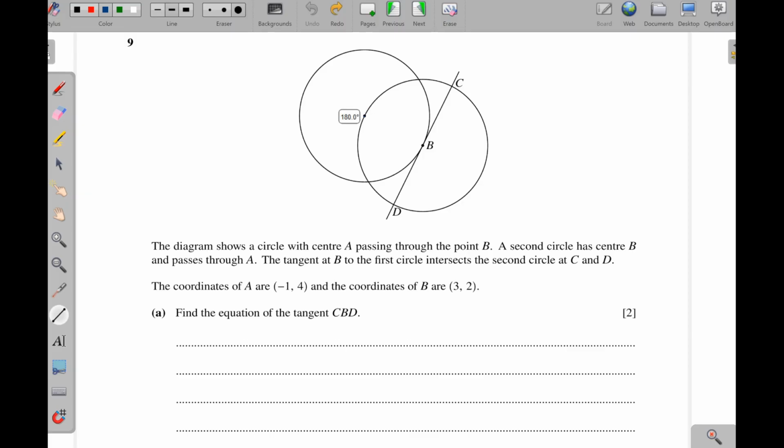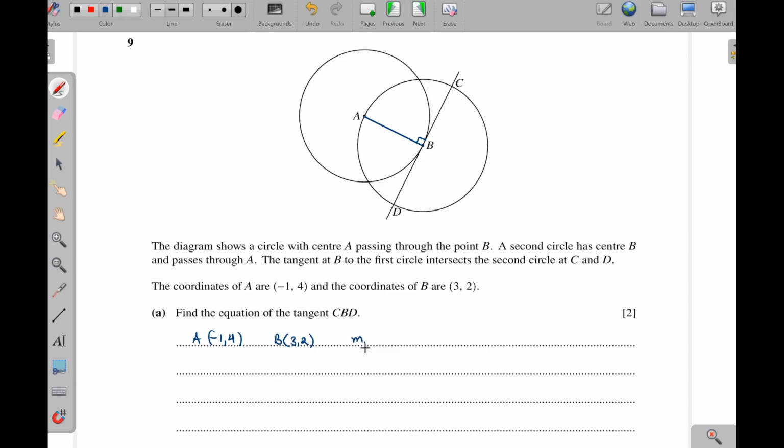So we shall have to connect the A here to the B. Remember, this one here is a tangent to this circle. Are we there? So using circle theorems, those ones will be perpendicular. Now, our A here is negative 1, 4. So negative 1, 4, that is our A. And then our B is 3, 2.